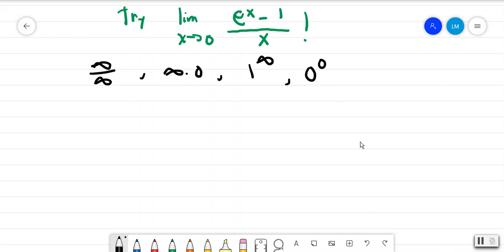The other form that we might have is something like 0 to the infinity.